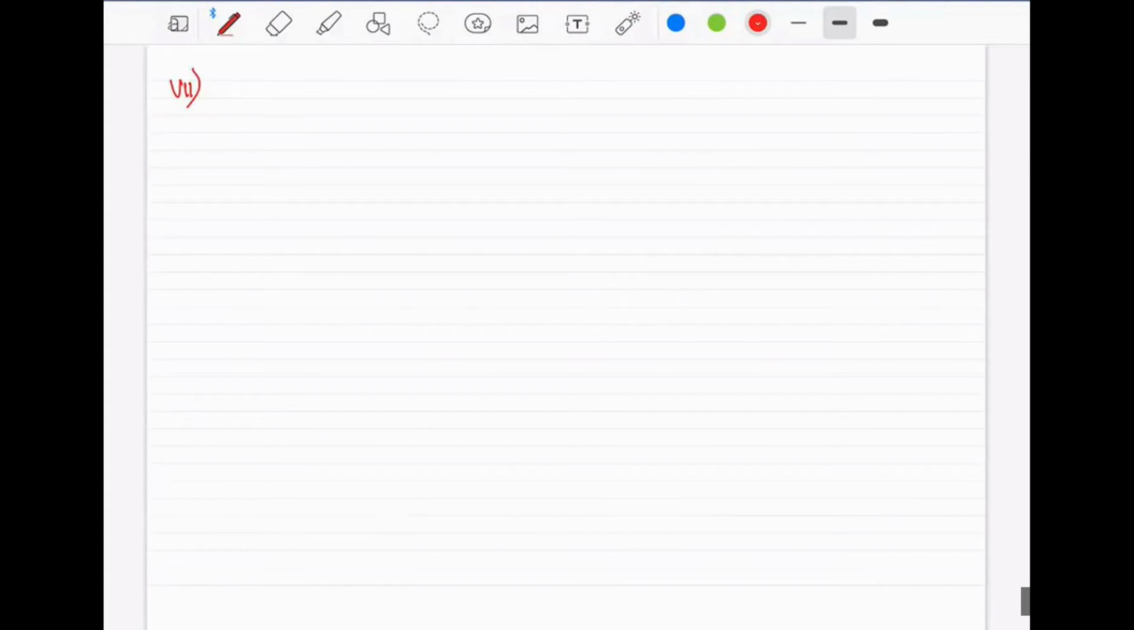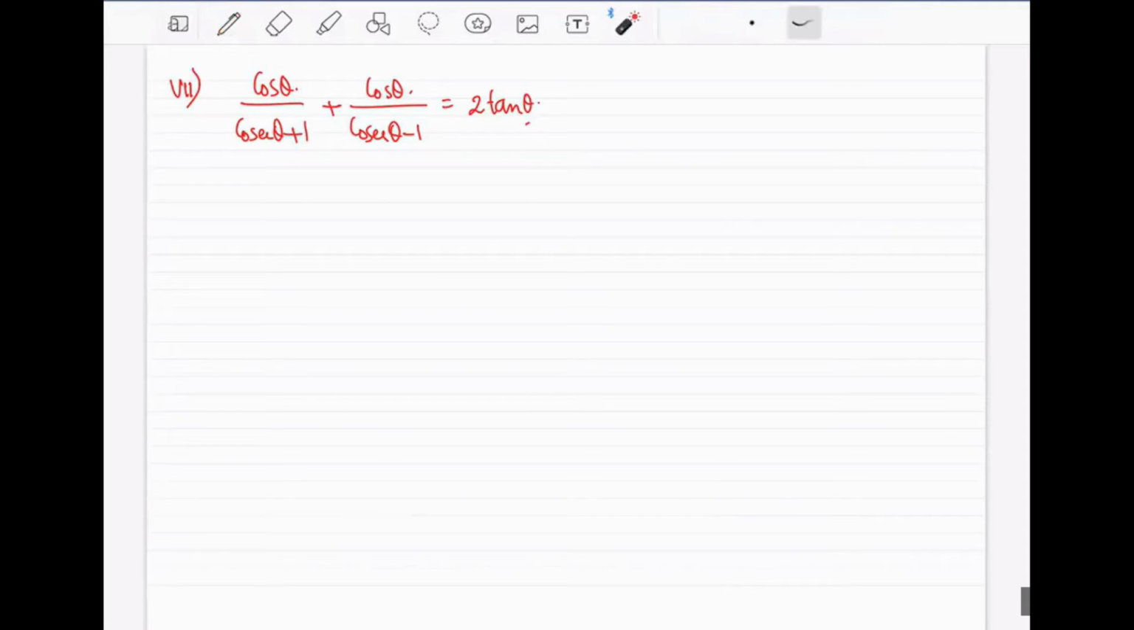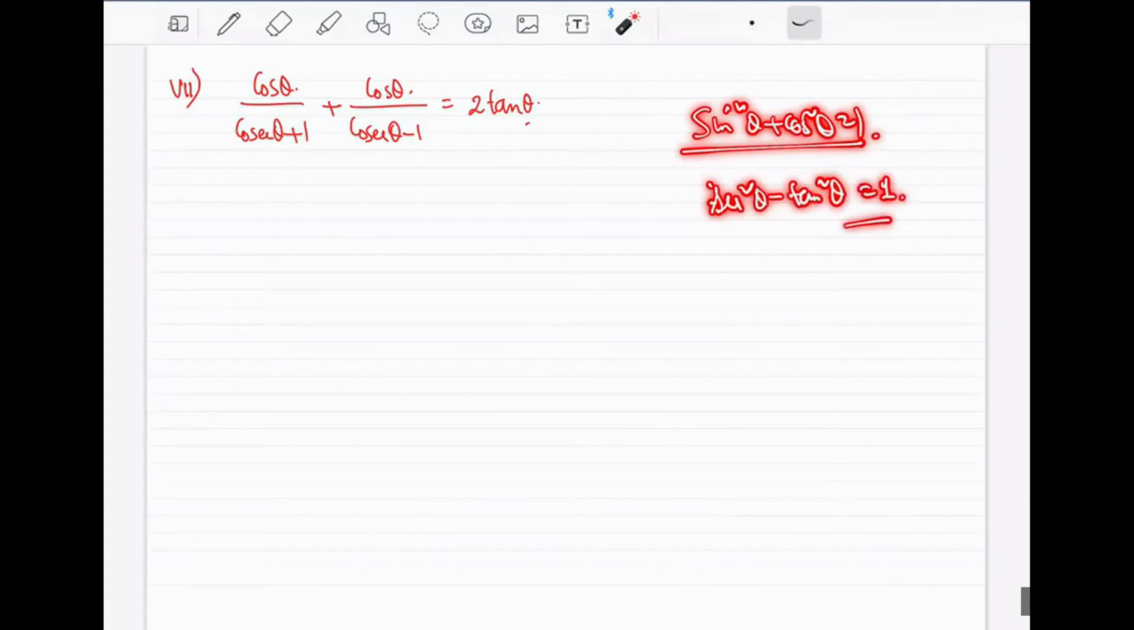So 7, we have got cos theta by cosec theta plus 1 plus cos theta by cosec theta minus 1, and this is equal to twice tan. And remember, I have given three identities. One looks like this: sine squared theta plus cos squared theta is equal to 1. The other looks like this: sec squared theta minus tan squared theta is equal to 1. And the third one looks like this: cosec squared theta minus cot squared theta is equal to 1.